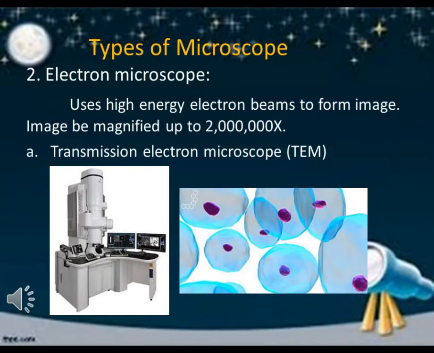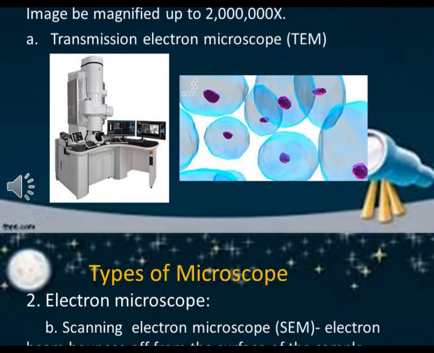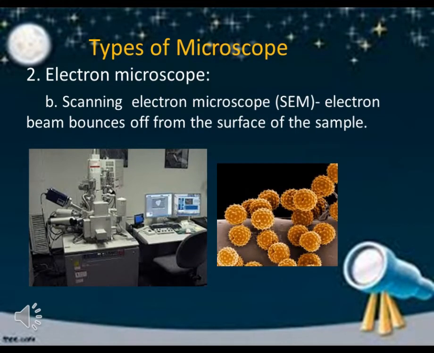Let's move to the second type of microscope, which is the electron microscope that uses high-energy electron beams to form an image. Images can be magnified up to 2 million times, one of which is the transmission electron microscope or the TEM. Another type of electron microscope is the scanning electron microscope, or the SEM, which uses an electron beam that bounces off from the surface of the sample.